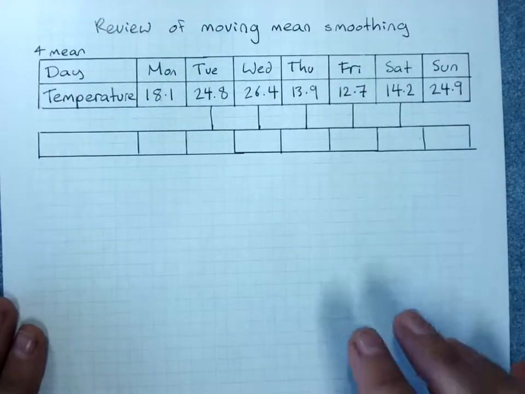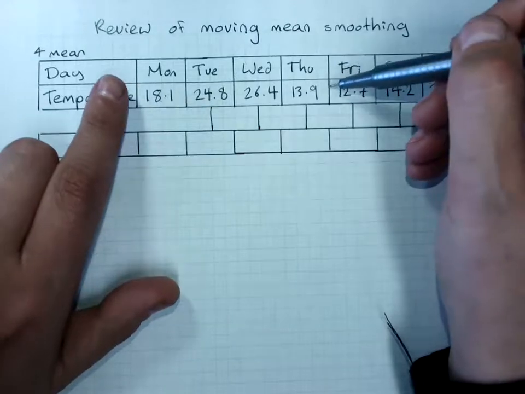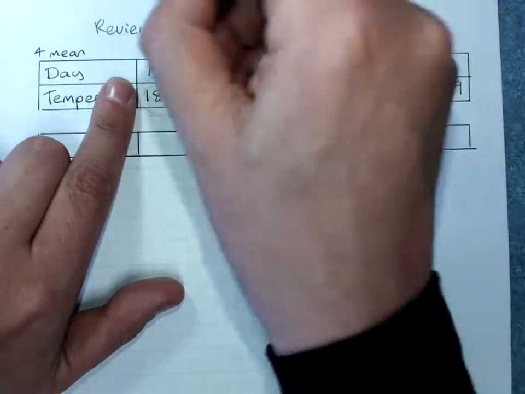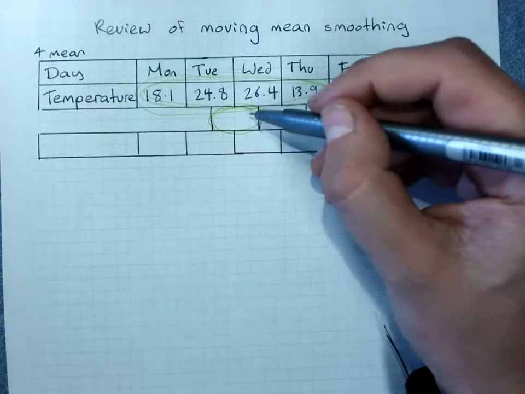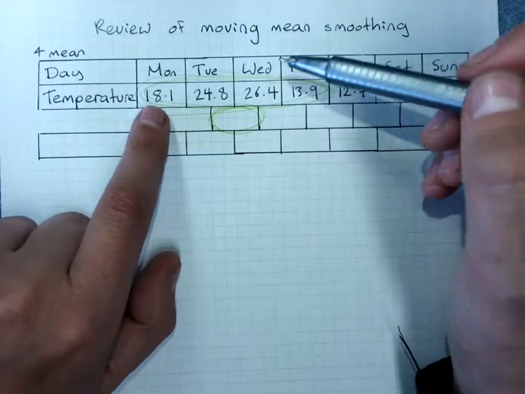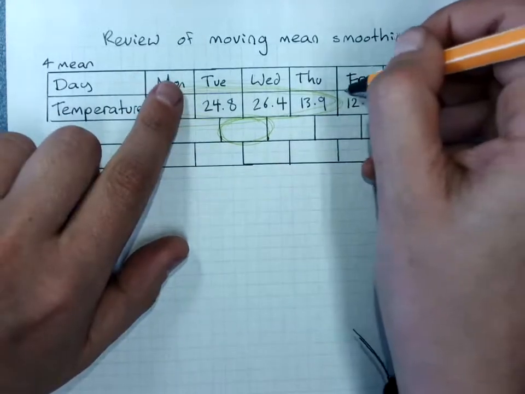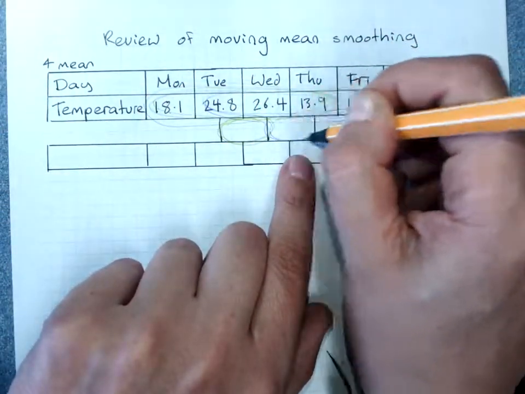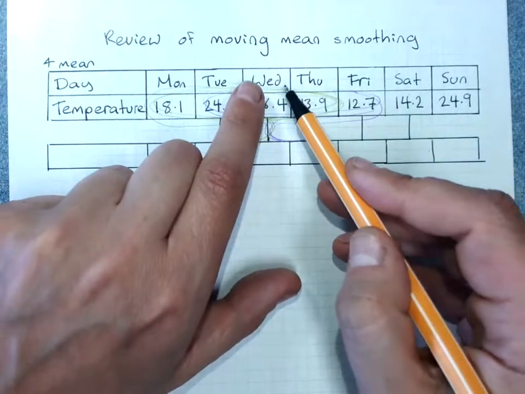Very quickly, just to go through it, so we have 4 mean. I'm sure you can work out how it works. We are going to take the first 4 data points, and they center here. We're going to find that average right here. Then we're going to take the next 4 and they center here. So the first mean centers between Tuesday and Wednesday. The second mean centers between Wednesday and Thursday.